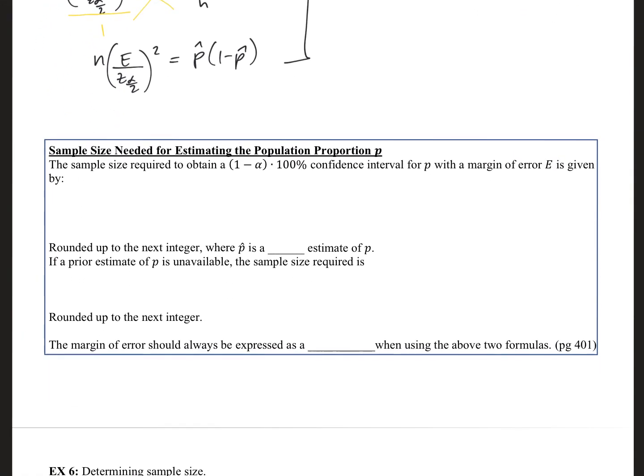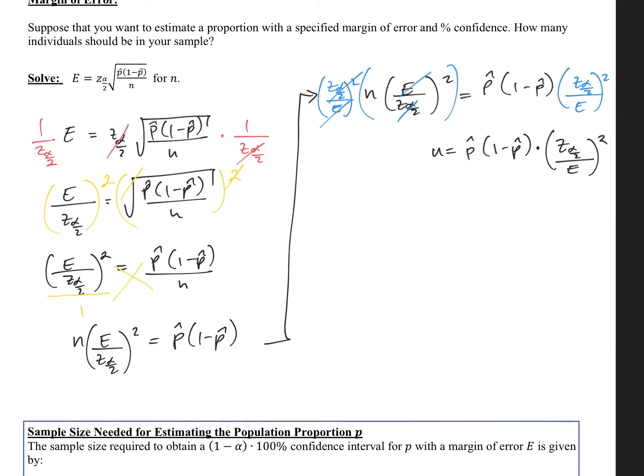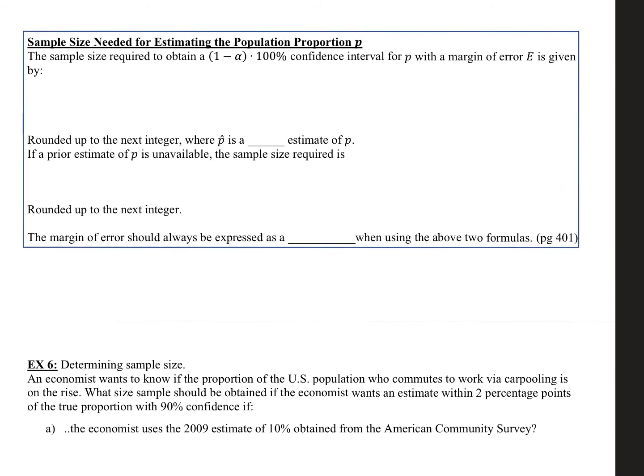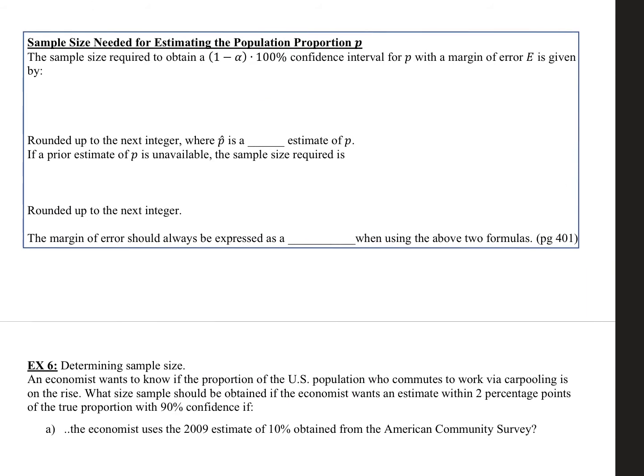That would be good for a specified margin of error. So if you're given a margin of error, we can find our sample size, as long as we have p-hat, our margin of error, and our z, so our confidence level. If we have those three items, then we can find the sample size that we would need. So let's take a look at the sample size needed for estimating population proportion p. The sample size required for a 1 minus alpha times 100% confidence interval for p with margin of error e is given by the following formula. Well, this was the formula that we just found. I'm going to go ahead and write it down.